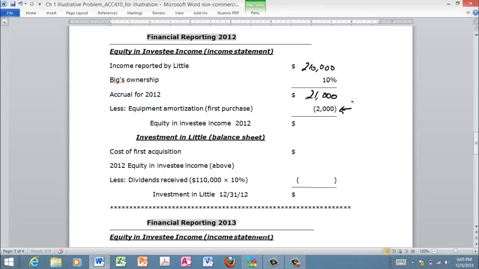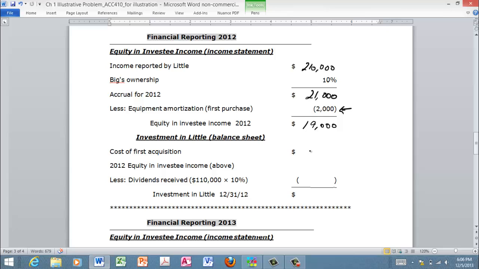Remember the equipment over a 5-year life was undervalued by $10,000, and on the 5-year life is going to give me $2,000 a year. So now I have, on an equity method, $19,000 that I'm going to recognize. Okay.